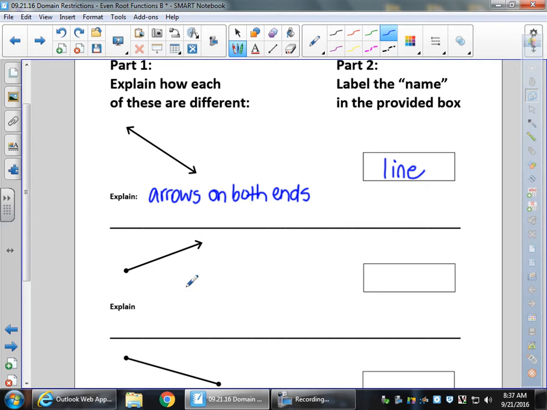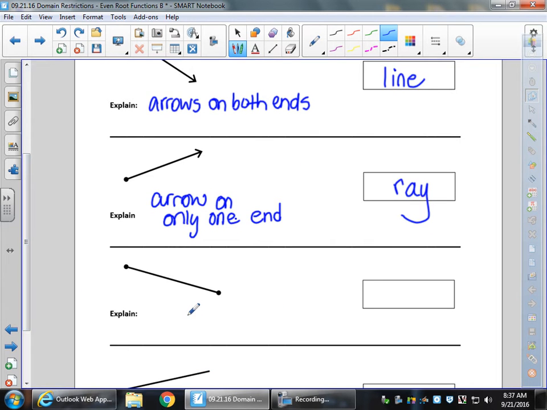What's different about this one? Closed circle and arrow on how many ends? Arrow on only one end. This one's called, it's a 3-letter word that starts with an R. There we go. Ray. And do we have any arrows here? Very good. No arrows.